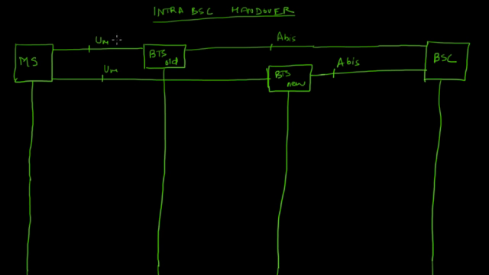Let's look at the intra-BSC handover scenario in this example. This is the MS connected to the old BTS through the interface. It'll be handing over to the new BTS, both connected to the same BSC. That's why it's called intra-BSC handover. So let's see what happens at every point.